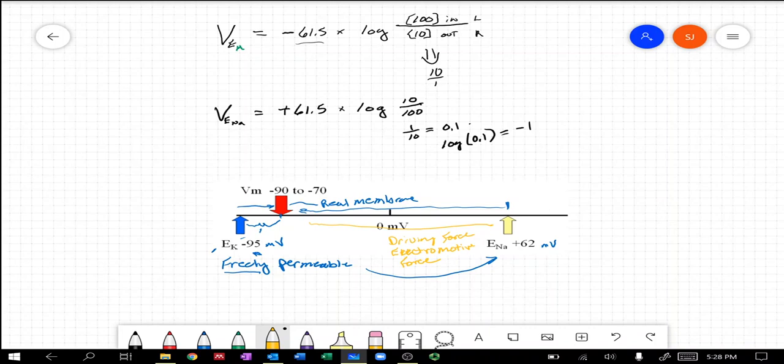If we opened up more channels for sodium, we have a very strong electrochemical gradient driving that sodium into the cell. But again, very few ions have to actually cross to produce a very large membrane voltage. Potassium, on the other hand, has a weaker driving force. It will cross. And if we make the membrane more permeable to potassium, well, we're going to see a very small change in the membrane potential.